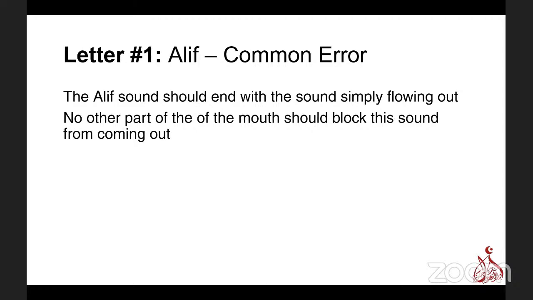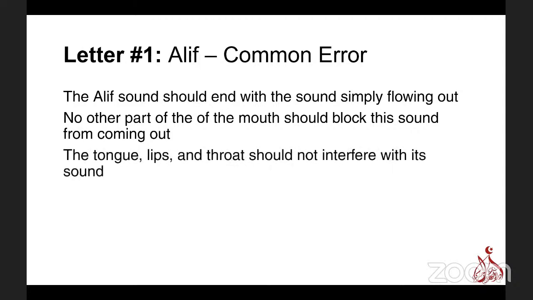When you're pronouncing an alif, or qala, nothing should be blocking it. So that means tongue, lips, and throat should not interfere with the sound coming out. Here's an example. This is an end of an ayah. It should be khabiran basira. Basira, ra, ra. There's no stoppage. Ra, it's just flowing out.